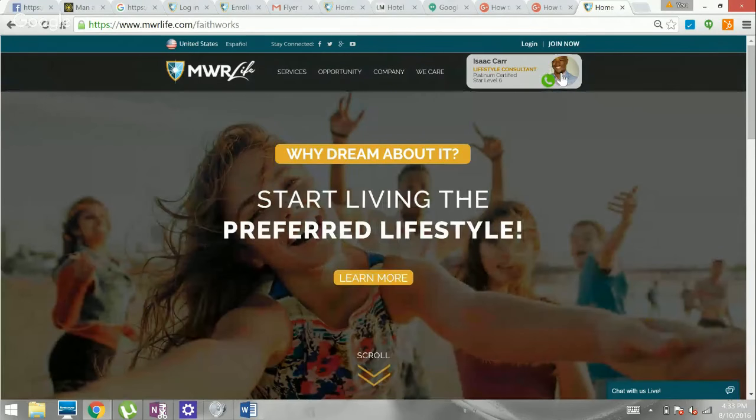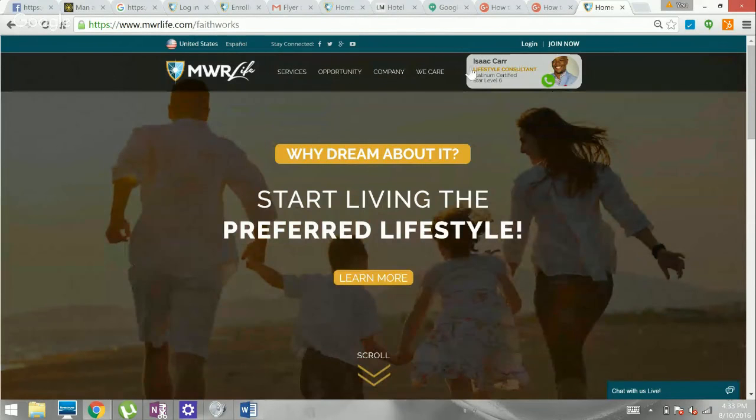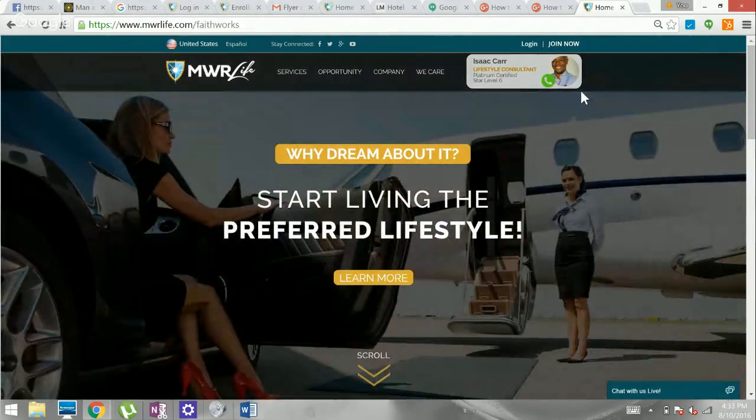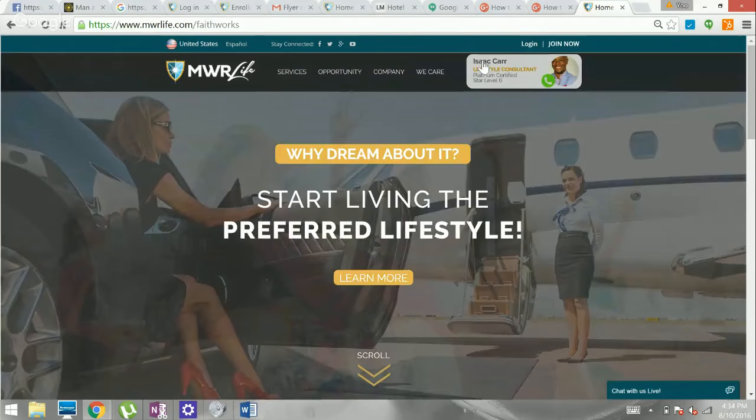You don't want to be logged in, but you want to make sure that you see your name here on the website. If you already have a picture, you can have that up there. That picture is something you can set up in your back office. You don't have to do that in order to enroll, but you should see your name on the website.